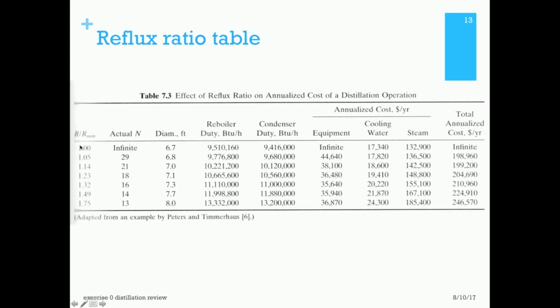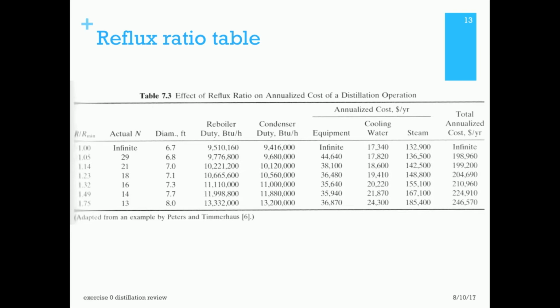As we increase the reflux ratio, we can reduce the number of stages. This reduces the cost of the equipment. However, it increases the cost of the cooling water because we need more cooling water now that we are condensing more, and we need more steam because we are boiling more up in the reboiler. So that's the type of trade-off that we have. Increasing the reflux ratio gives you smaller equipment, but it's at the cost of more utilities. And so there's always a balance.